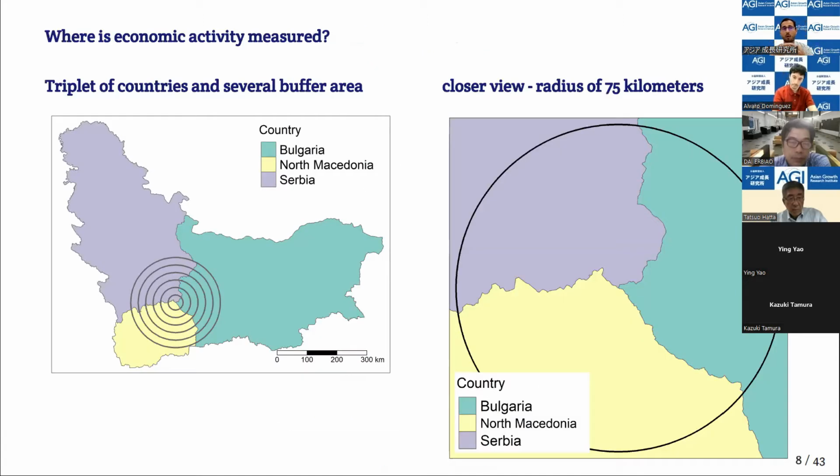Now, how is economic activity measured? Well, we have the triplet of countries. We have the 3 point, that dot on Earth, and we are going to create some buffers. Buffers meaning some circles around that point. Circles with different radii, for example, from 25 to over 120, something like that. You can see here in the image on the left. If you go to the right, then it's a closer view of that buffer with a radius of 75 kilometers.